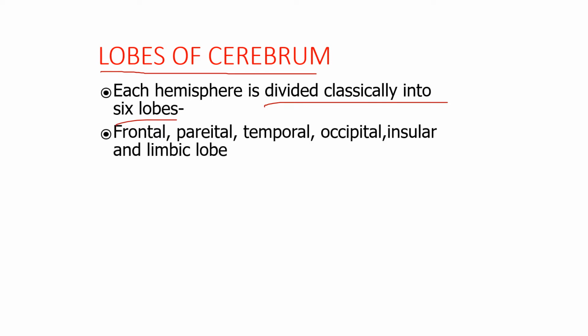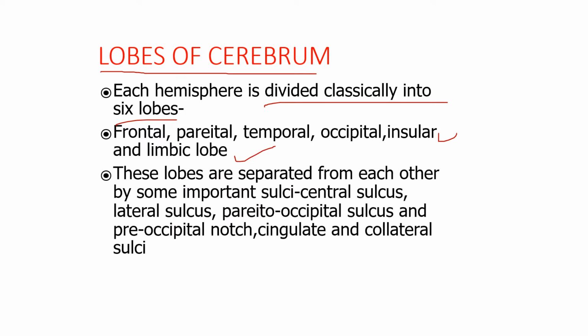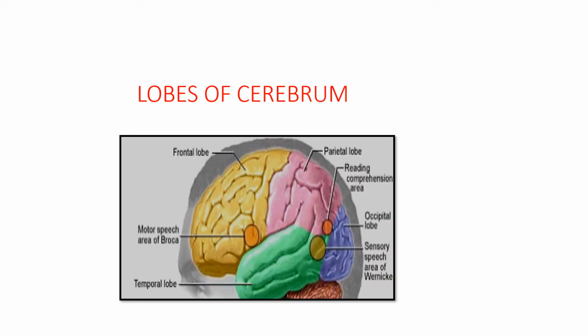Frontal, parietal, temporal, occipital, which you will be knowing. We have 2 more we have to know now: insular and limbic lobe. These lobes are separated from each other by some important sulci we have to know. They are central sulcus, lateral sulcus, parieto-occipital sulcus, pre-occipital sulcus, pre-occipital notch, cingulate and collateral sulci. If we know these sulci, then we can know how to divide the cerebrum into lobes.